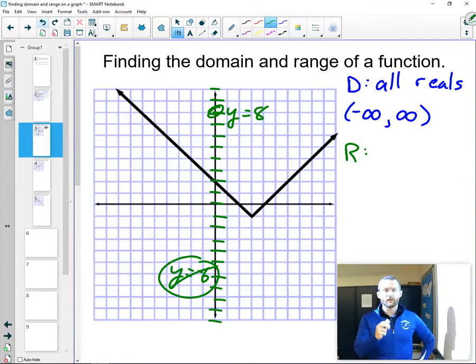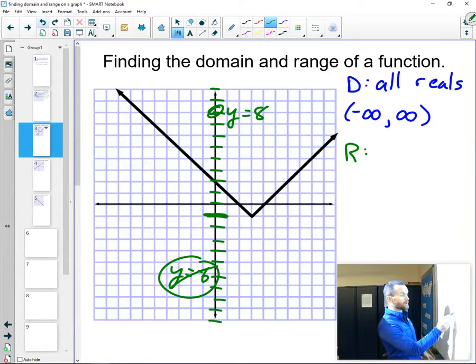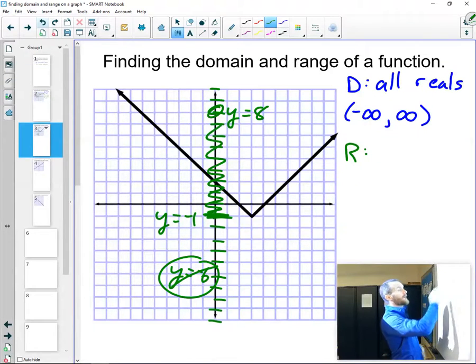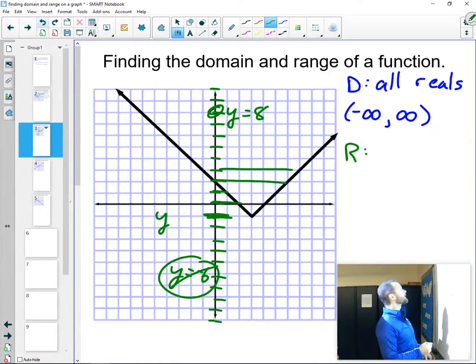So then the key is finding the first range value that works, and that's right here, which is y equals negative 1. And all the range values above that will work because they're all going to hit the function somewhere. So what was that? Y equals negative 1.